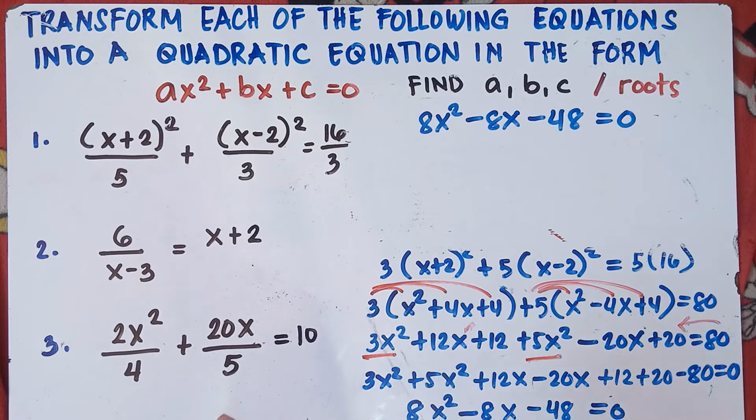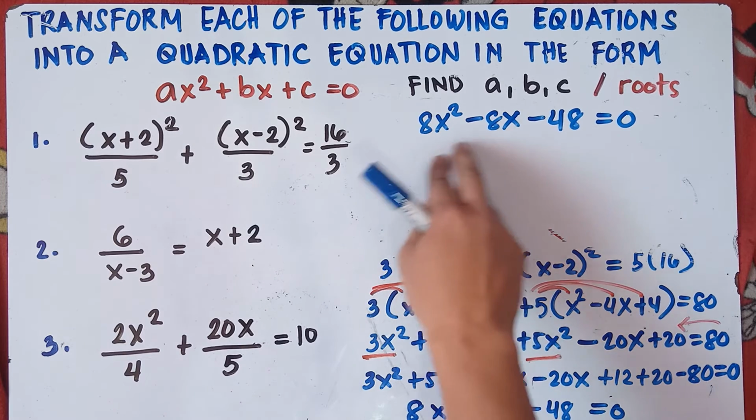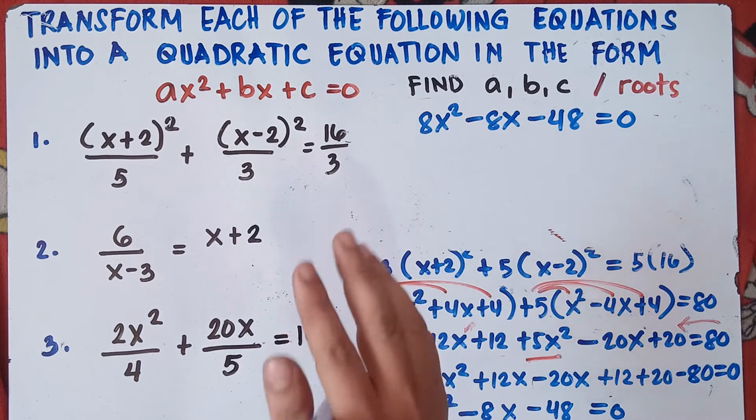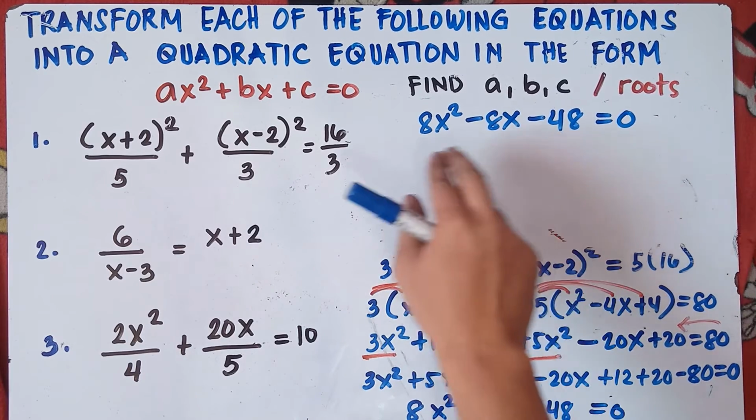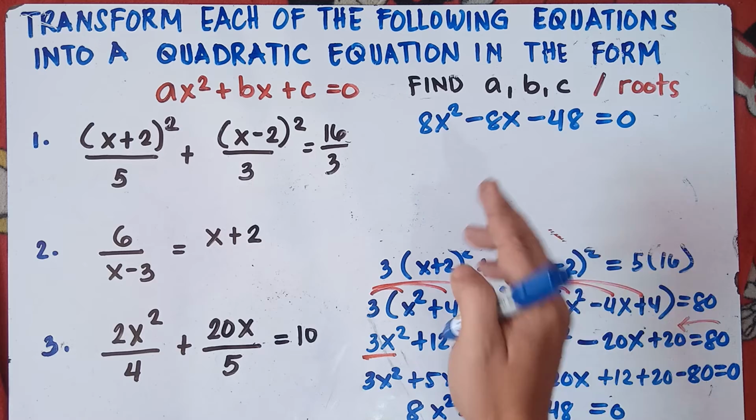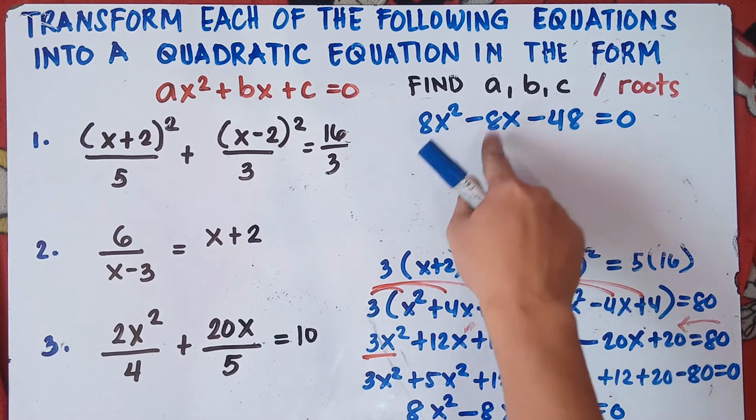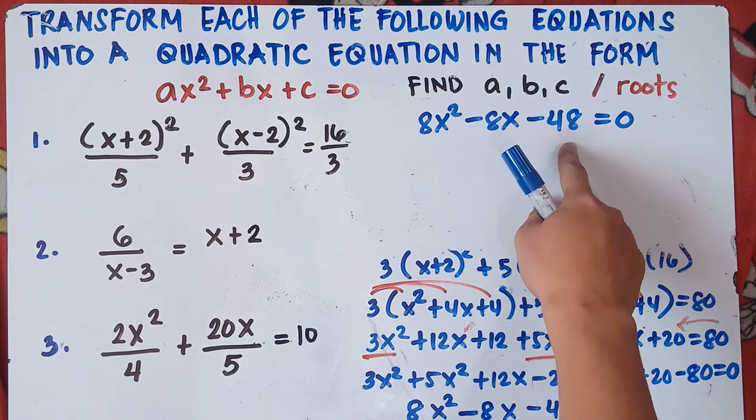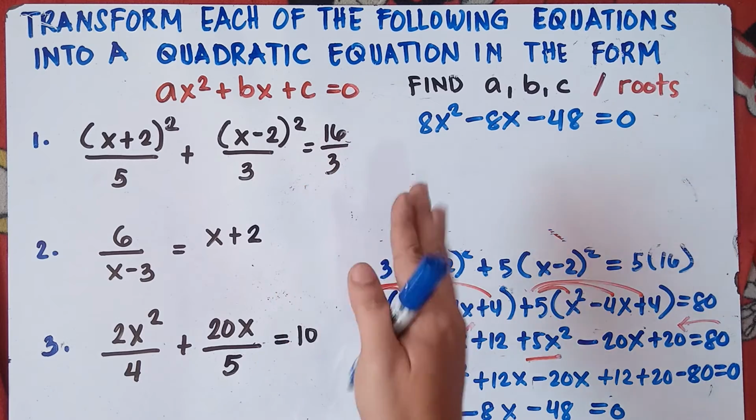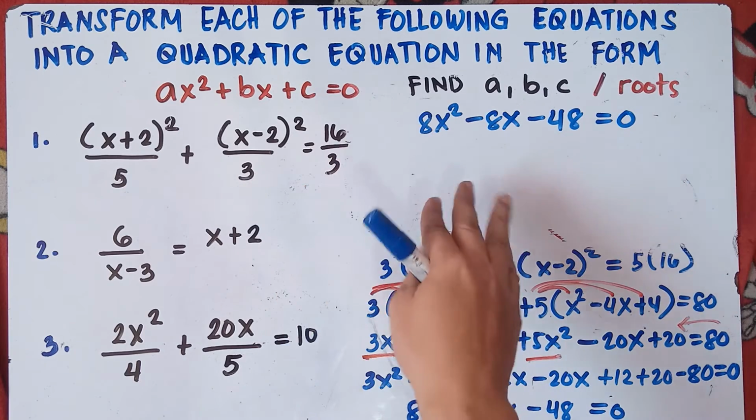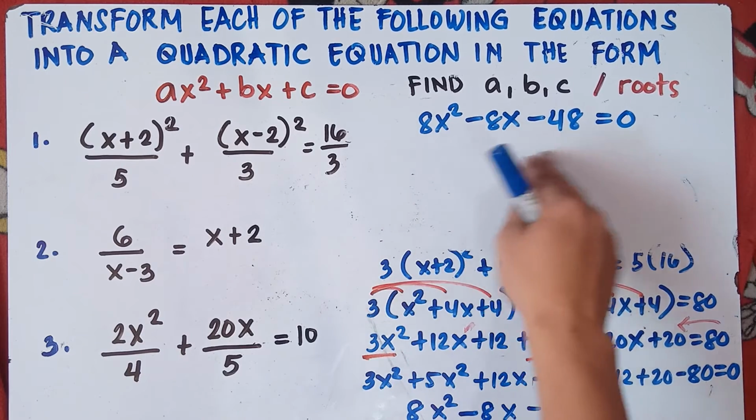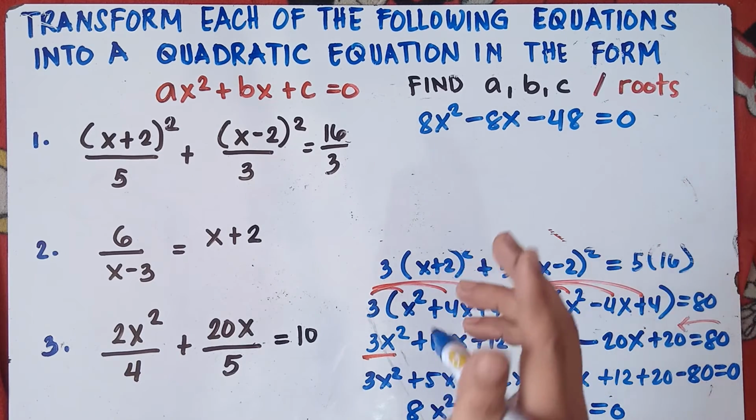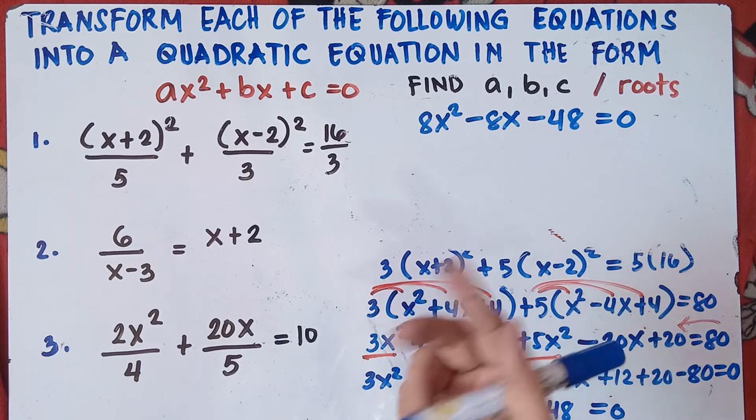Once again, class, remember this one. Before finding the value of a, b, and c, you need to check the equation first, class, if there's a number that is divisible by every term. So check this one, class. Is there a number that is divisible by 8, 8, and 48? Yep, we have a divisible number. What is the number, sir?